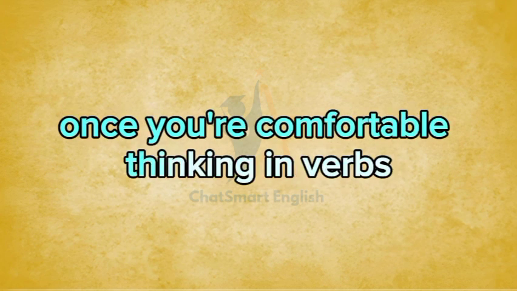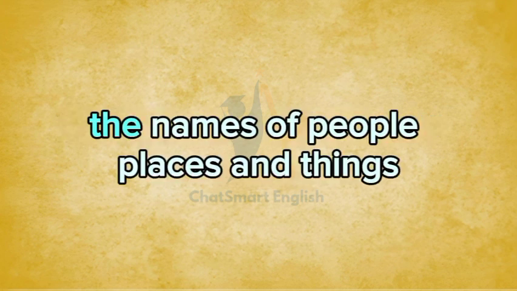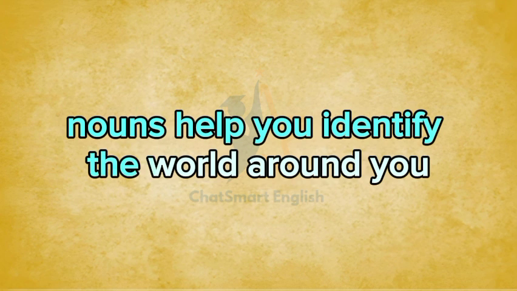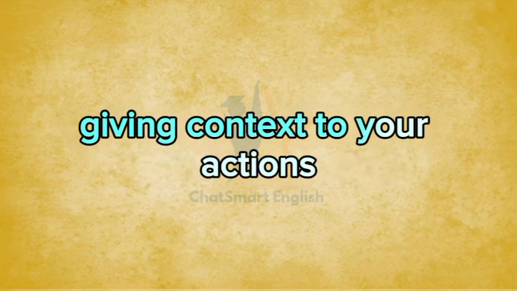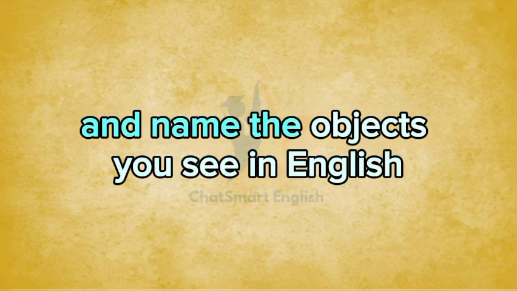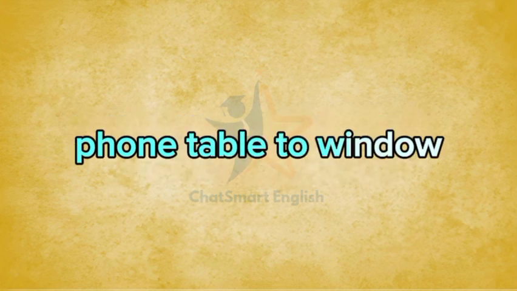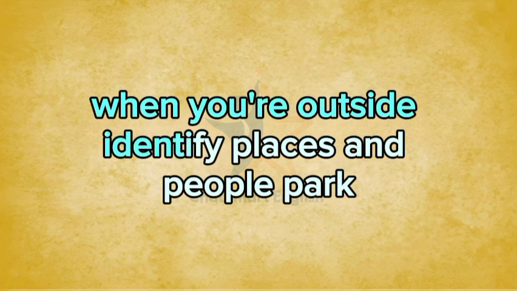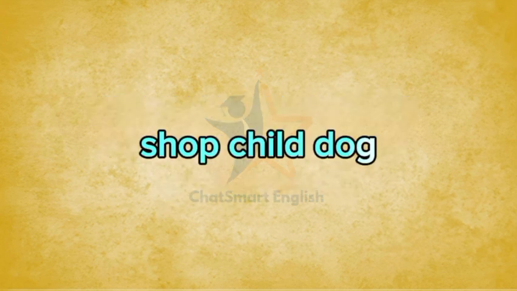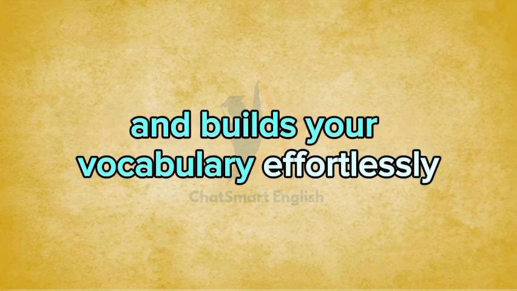Once you're comfortable thinking in verbs, it's time to expand your focus to nouns. The names of people, places, and things. Nouns help you identify the world around you, giving context to your actions. Start small. Look around your environment and name the objects you see in English. For example, chair, phone, table, window. When you're outside, identify places and people: park, shop, child, dog. This practice sharpens your observation skills and builds your vocabulary effortlessly.